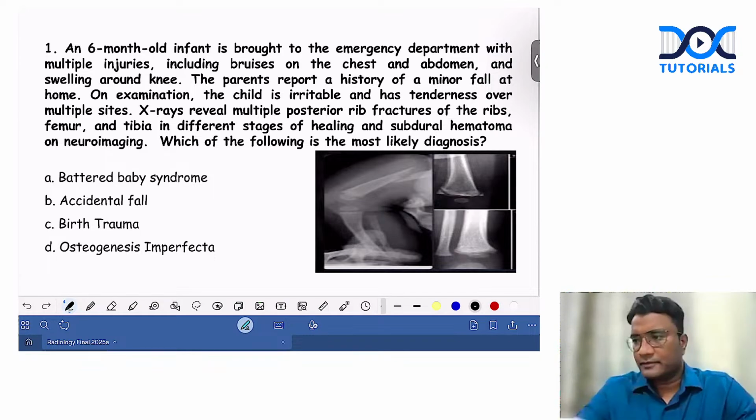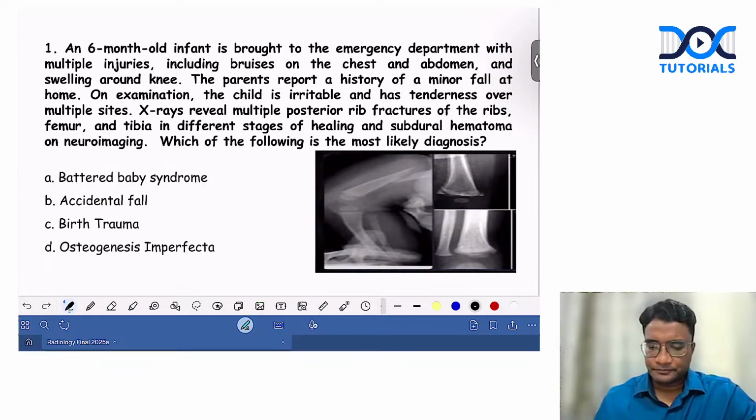This is an FMG recall session of the July FMG exam of 2025, and we had a significant number of questions in radiology this exam, and they were pretty much doable also. If you have seen the lectures and followed the lectures, I think you must have got most of these correctly. Let's get started with the first question here. Please let me know what you answered for this.